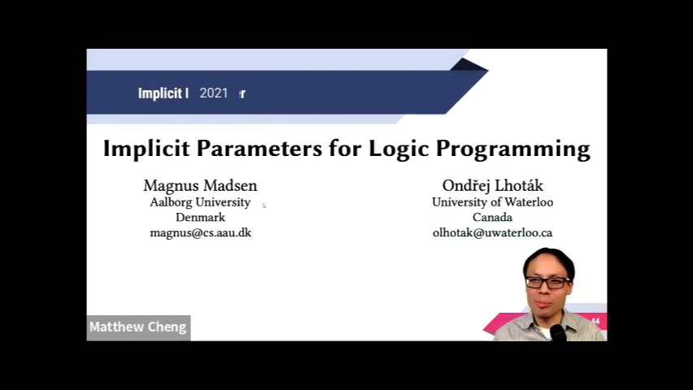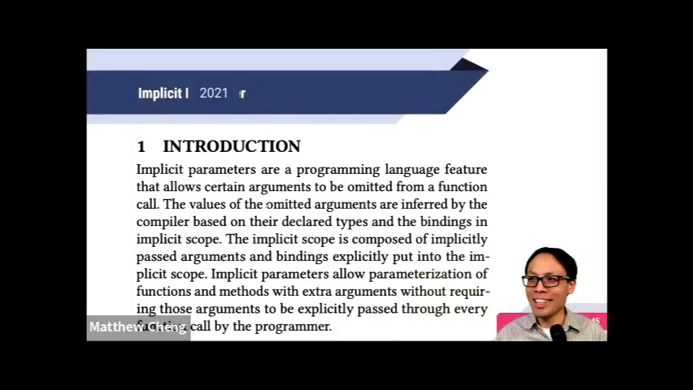I got this one from a paper. It says implicit parameters for logic programming, and it says all sorts of interesting things. It defines implicit parameters as a programming language feature that allows certain arguments to be omitted from a function call. Okay, that sounds interesting. I'm not sure I'd call it a global variable. Implicit scope is composed of implicitly passed arguments and bindings explicitly put into the implicit scope. Okay, now they start losing me. Implicit parameters allow parameterization of function methods with extra arguments without requiring those arguments to be explicitly passed through every function called by the programmer.